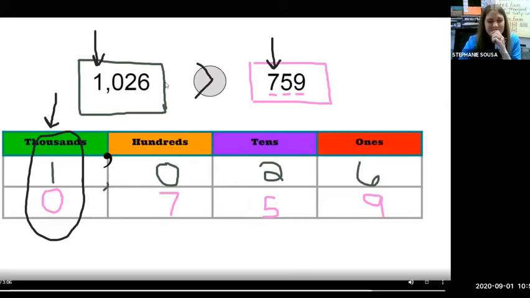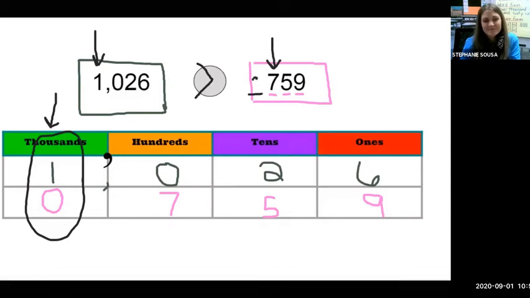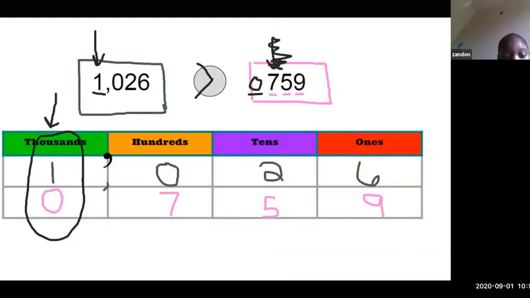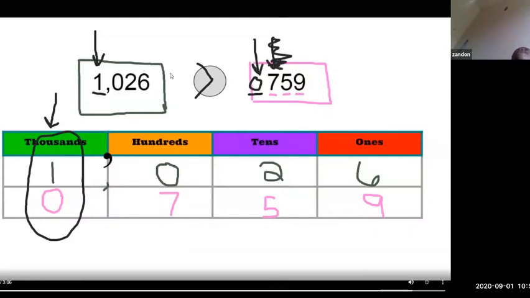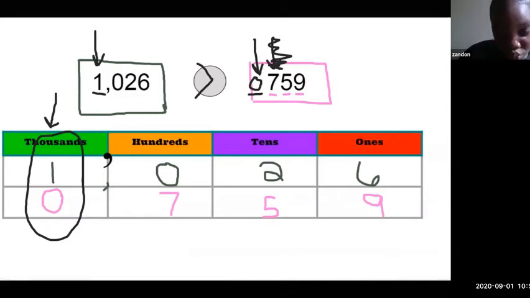But really, you have to compare place value positions. So we have to compare thousands to thousands. So this does not work. So really, we have 1,000 compared to 0,000. That's why 1,026 is larger or greater than 759.